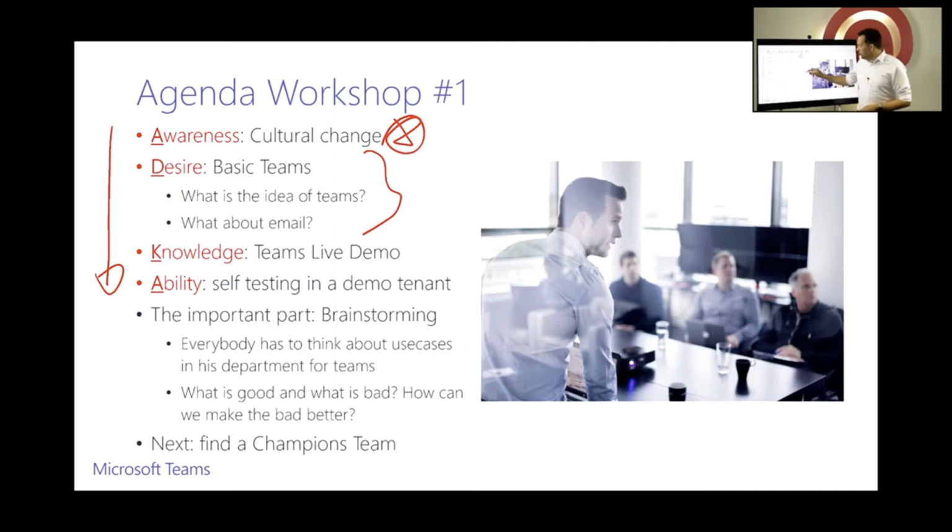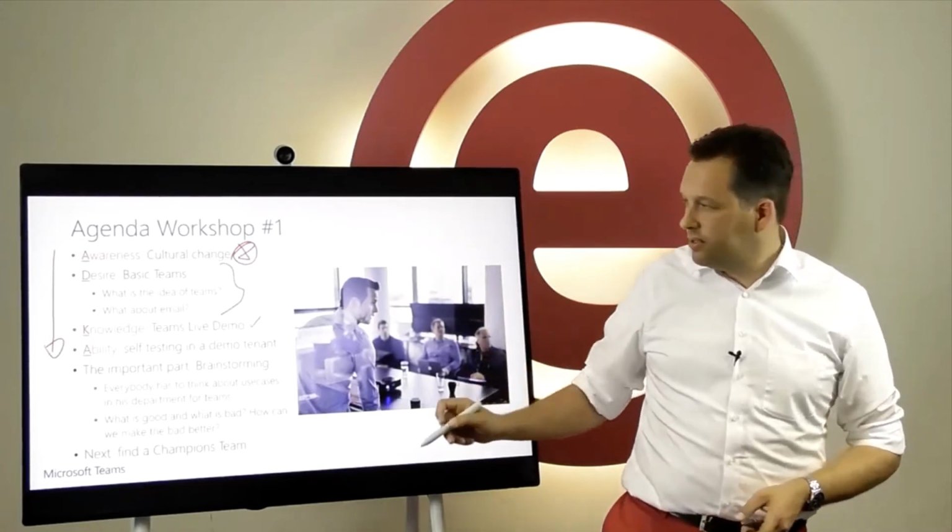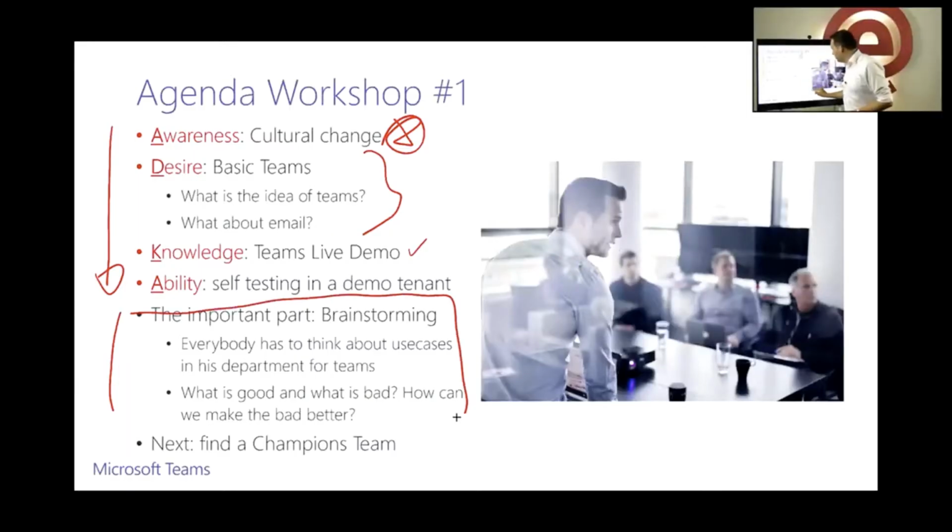And the third is knowledge. It's about a live demo of what we are doing. Okay, no deep dive, of course, but just to show them how Teams is working. And the next thing is the ability. So the self-testing: they get a demo tenant and they should use it on their own. Why is that so important? Because the main thing of this workshop is the third. The important part is the brainstorming. The brainstorming is where everybody, after hearing for 3 hours about Teams and the possibilities, has something in their mind. When they listen, they think, okay, in my department this could also be cool, because my pain point is something like this or that.